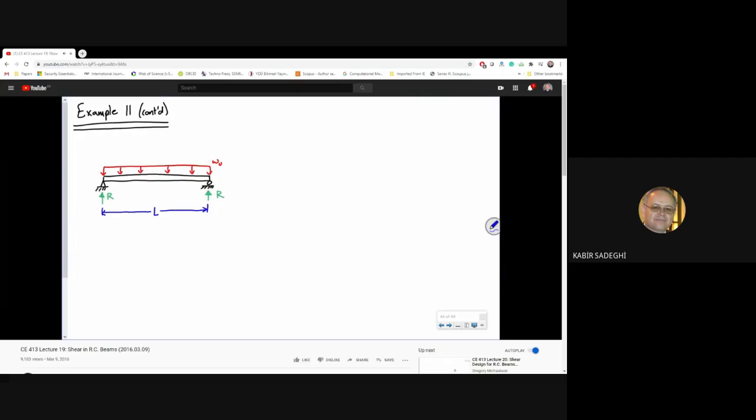What can I do with that distributed load? Turn it into a point load. Then we can say, all right, I've got this point load in the center. What's the magnitude of that point load? W times L. How far is it from the left? L over 2. There we go. Turn it back.